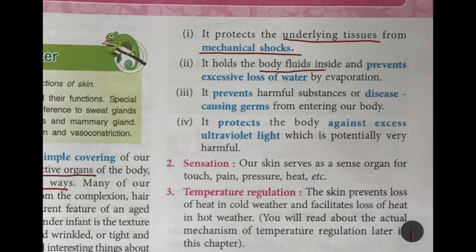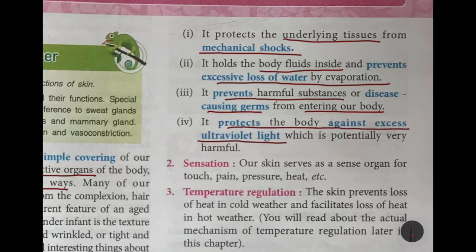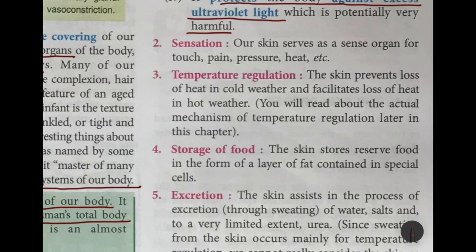Next, it holds the body fluids inside and does not allow loss of water by evaporation. Next, it prevents harmful substances or disease causing germs from entering our body. It is almost impermeable, a wall through which nothing can enter. It also protects the body against excess ultraviolet rays, which are otherwise very, very harmful. So the skin also protects our body against the ultraviolet rays of the sun. Next is sensation. You can feel. Okay, it is a sense organ for touch, pain, pressure, heat. You can feel everything in your skin, isn't it?